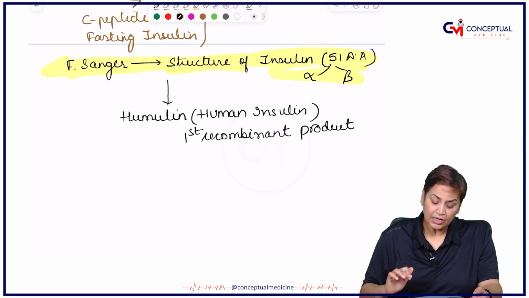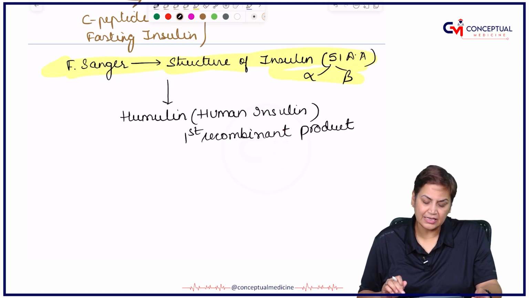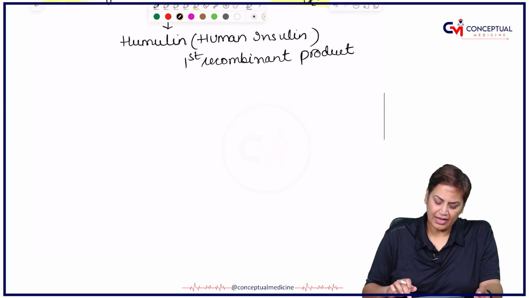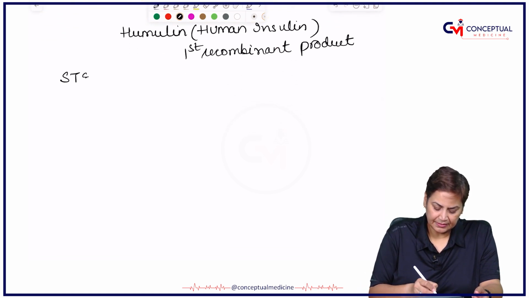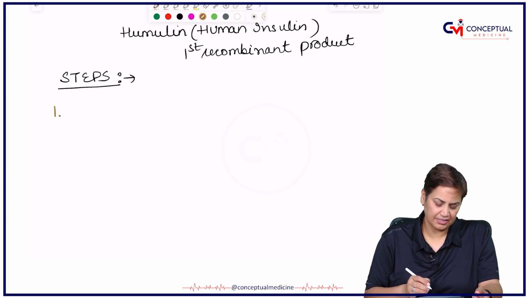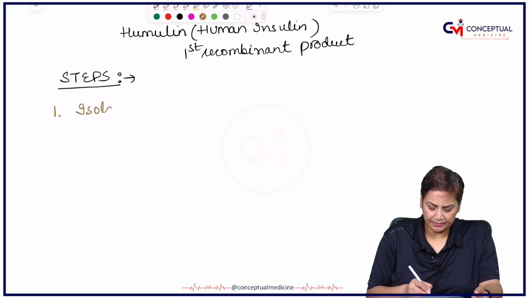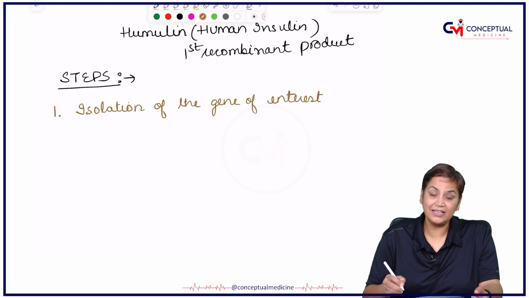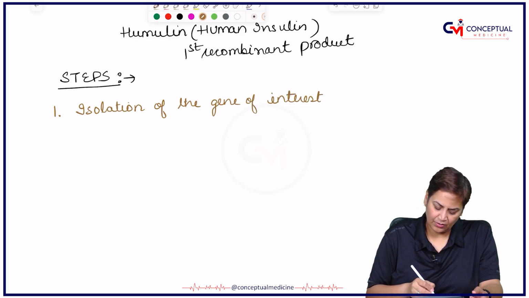Right. So, first of all, we are going to discuss what are the steps involved in RDT. The first step is isolation of the gene of interest. Obviously, we have to select that particular sequence, or selection of a sequence.